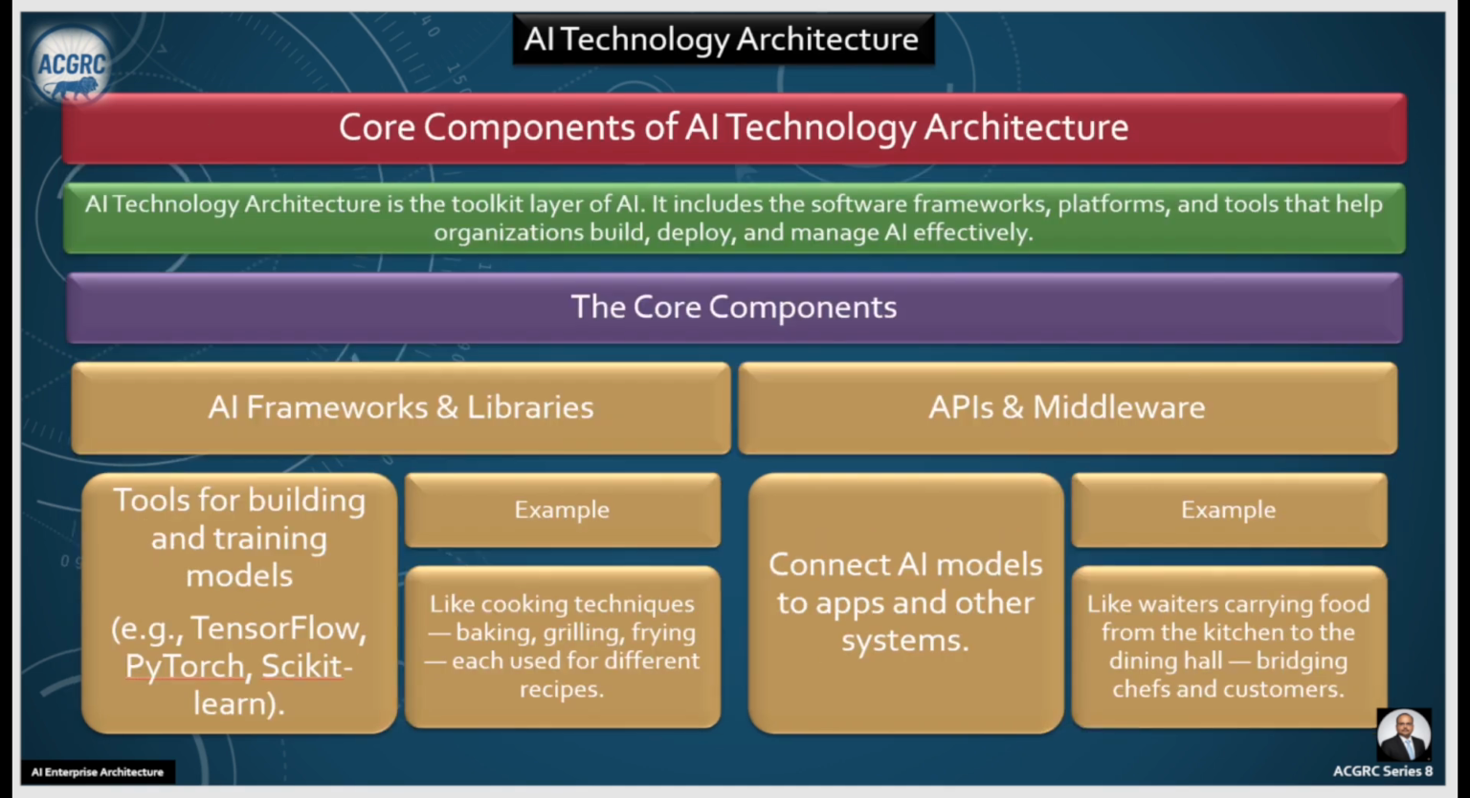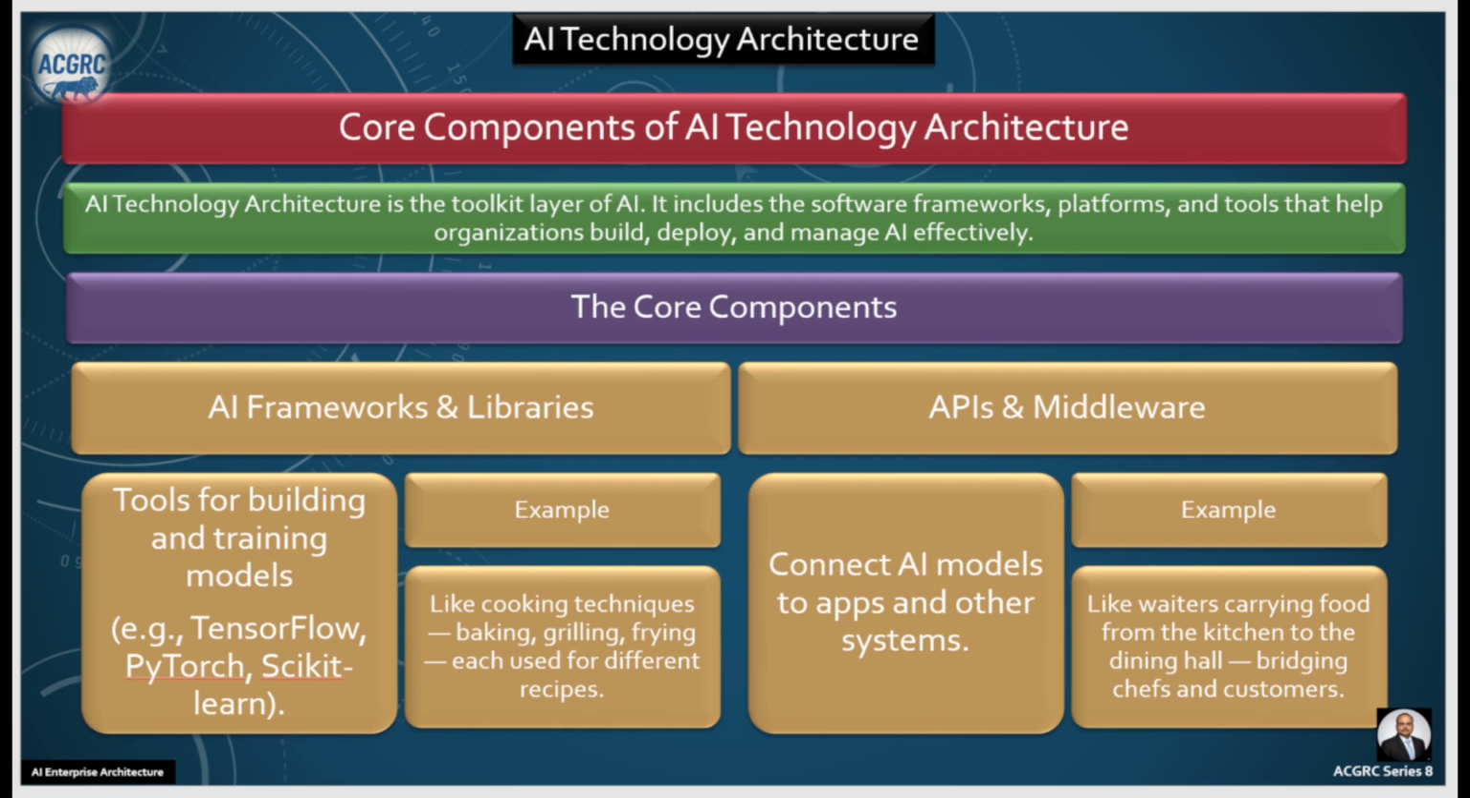AI technology architecture is the toolkit layer of AI. It includes the software frameworks, platforms, and tools that help organizations build, deploy, and manage AI effectively. The core components include AI frameworks and libraries, APIs and middleware, MLOps platforms, data processing tools, orchestration and scaling tools, monitoring and explainability tools. Let's go through each.